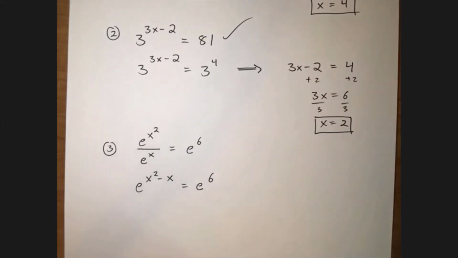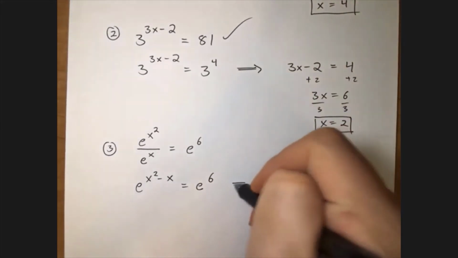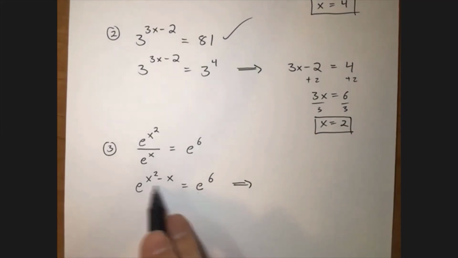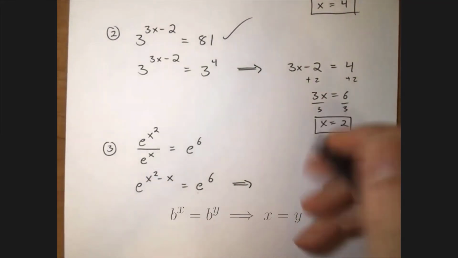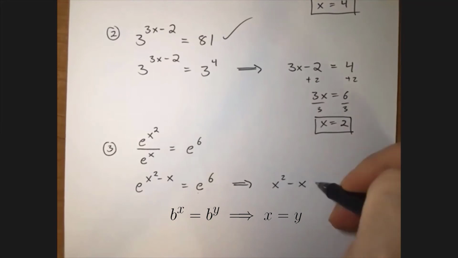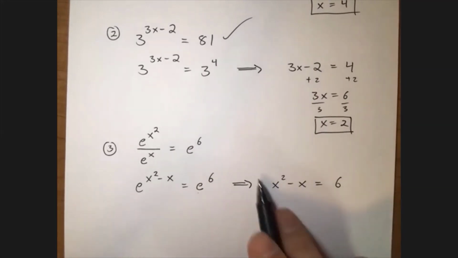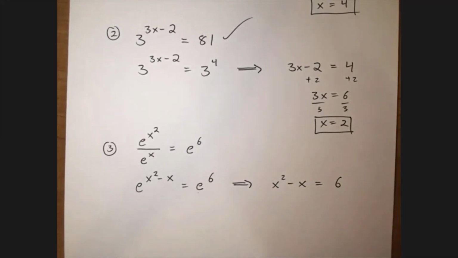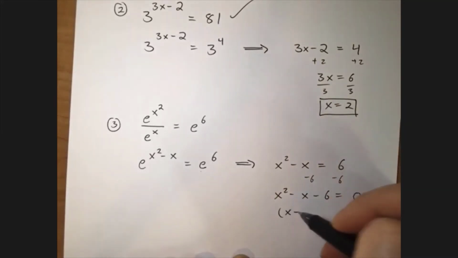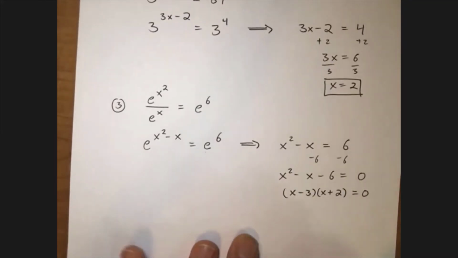And what can I do next? Well, now I can use the one-to-one property because if these two things are equal, the exponents must have been equal. So x squared minus x must equal 6. How do I solve this? Well, we've talked about lots of methods for solving this. Completing the square works. You could use the quadratic formula, but I think factoring is the easiest way to go. Just subtract 6 from both sides. Factor the left-hand side.